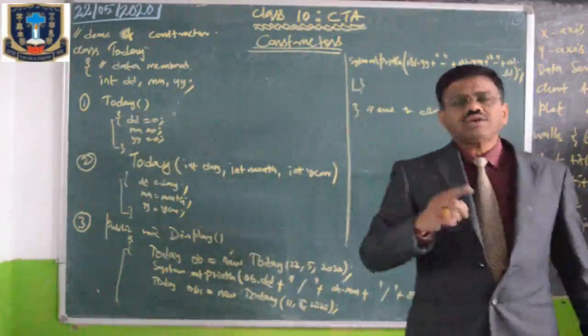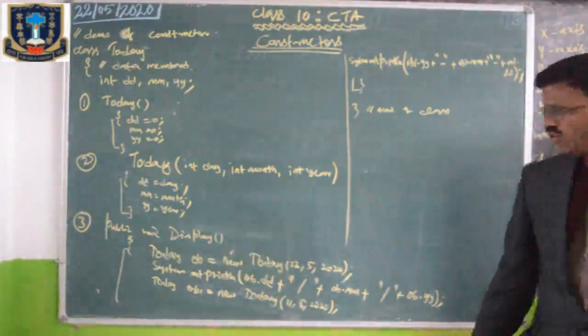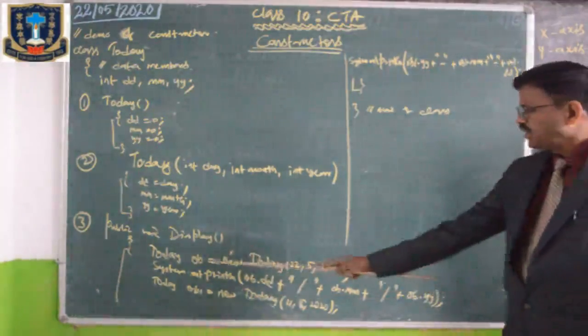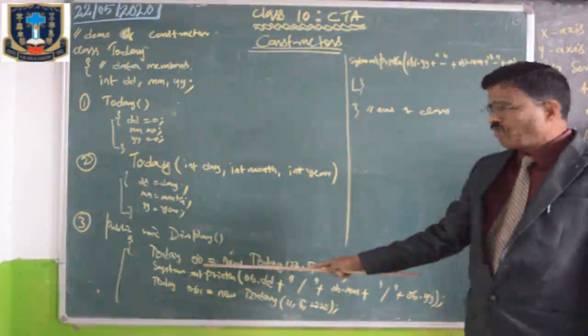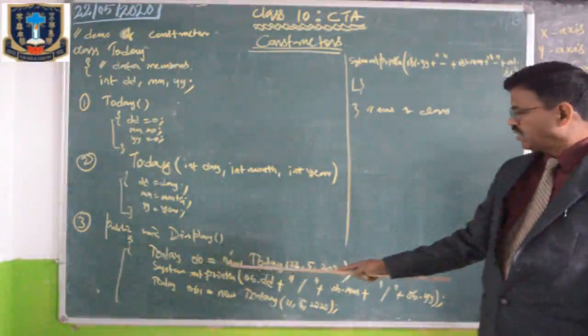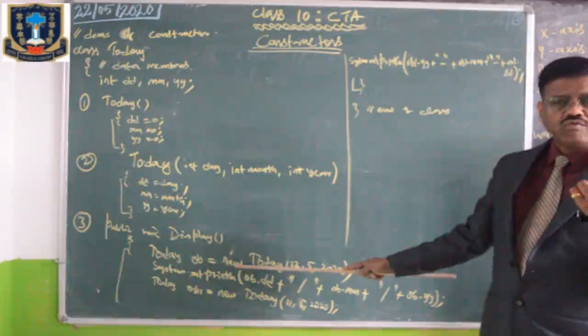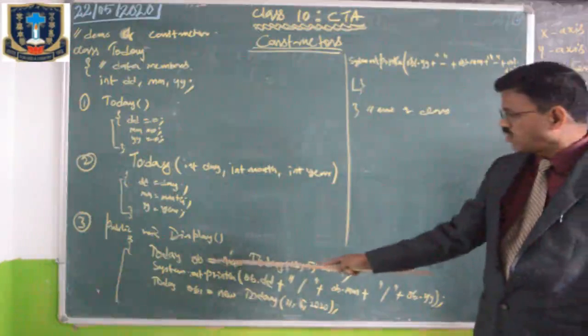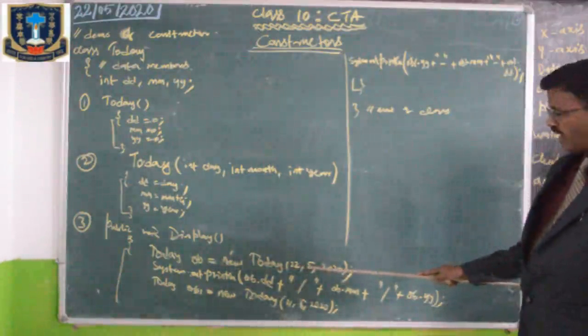Now, when I create an object, I have a method called display. What do I do? Please note, today is the class name. OB is short for object. I am creating an object called OB with the help of the keyword new. New will let you create an object called OB. OB will have 22, 5, 2020.